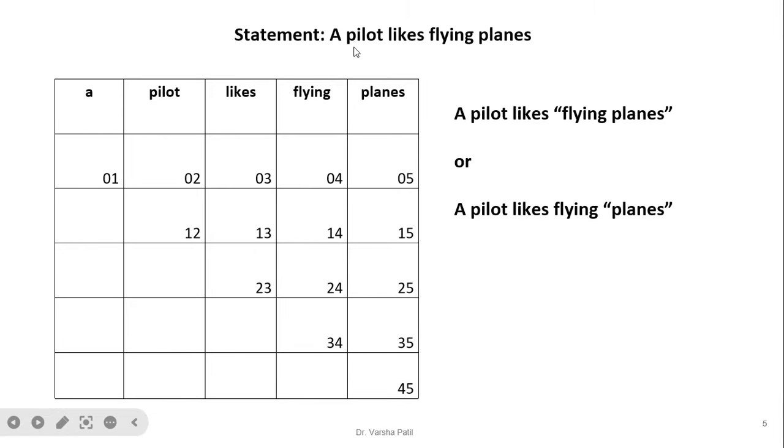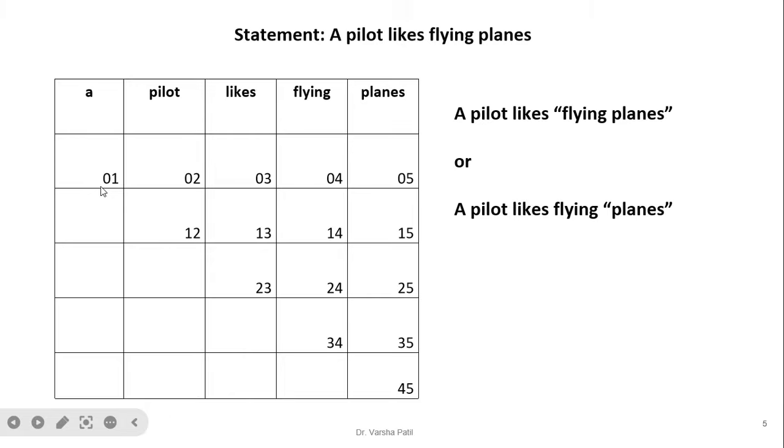Now if we see as a human, this sentence has two meanings: a pilot likes flying planes, or a pilot likes to fly in a plane. So when we parse this given statement, we also generate two parse trees, because ambiguity is inherently present in natural language. So for a pilot likes flying planes, whatever words are given in the statement, we need to write down like this.